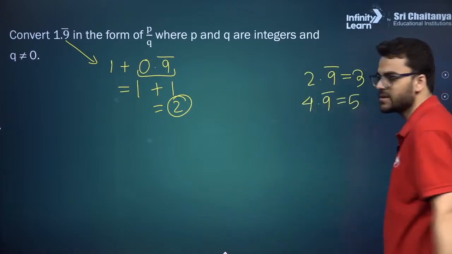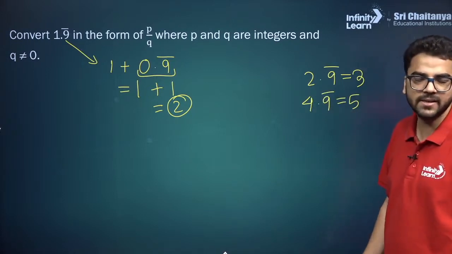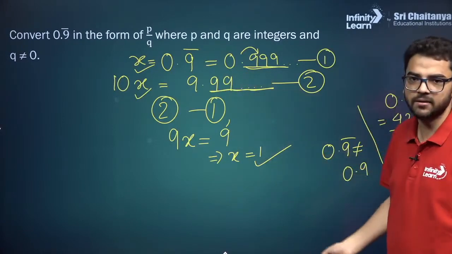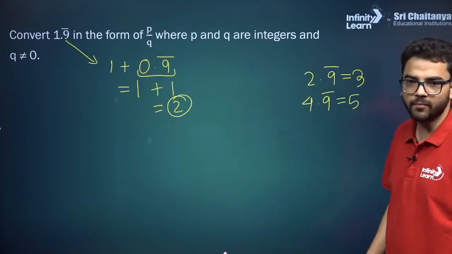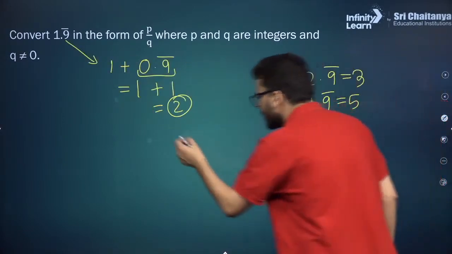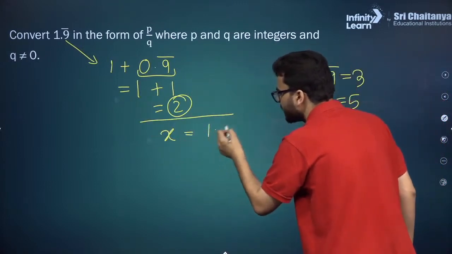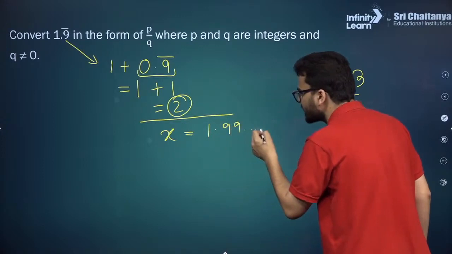You got it? Something like this. You can calculate. It's simple. Because we have studied over here that 0.9 bar is 1. So why will you calculate it? But obviously if it comes in your school examination, then that's a different thing. You cannot do it like this directly. Then it is 1.9 bar. It means it is something like this.